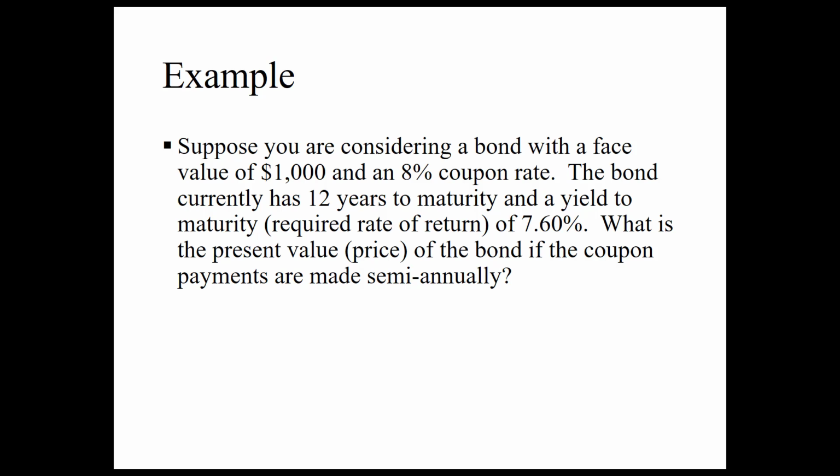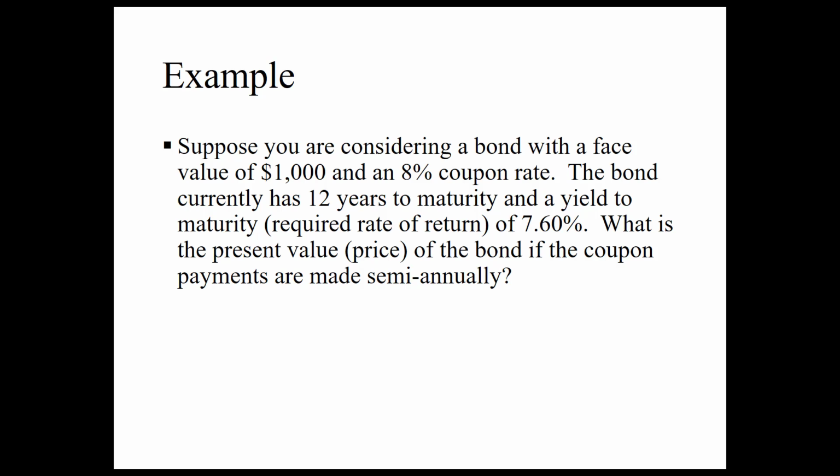The bond currently has 12 years to maturity and a yield to maturity or required rate of return of 7.6%. What is the present value or price of the bond if the coupon payments are made semi-annually? In most cases, we can assume that the coupon payments are going to be made semi-annually, but here I wanted to say it explicitly.